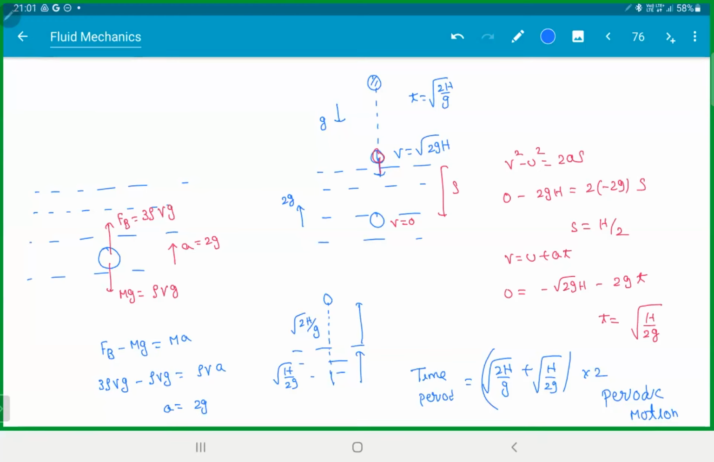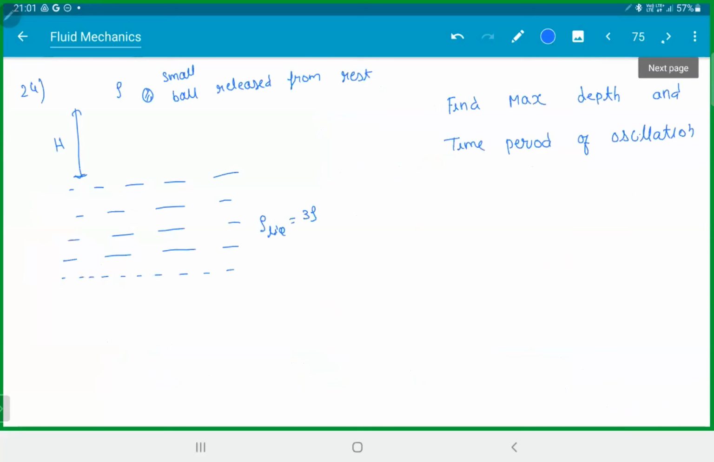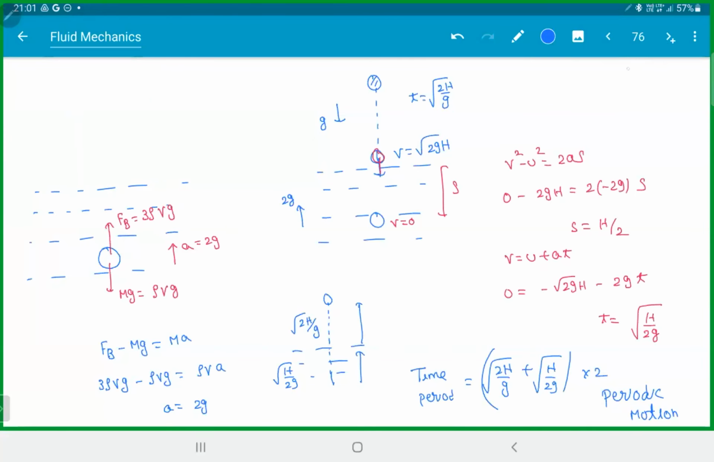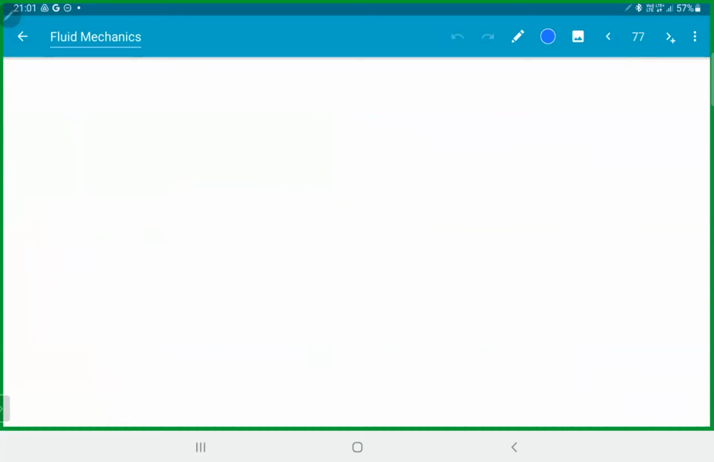All clear with this? Any doubts on this? Clear. Next one. Any doubts on this? It's a good one. Basically, it's kinematics plus NLM, time period, SHM. So you can say anything. Next one is a good one, right?